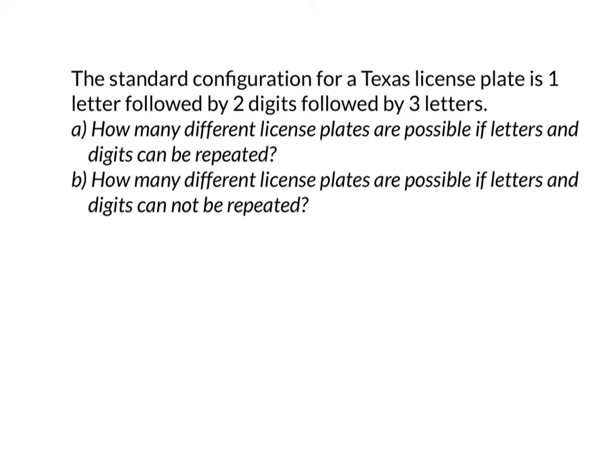All right, the standard configuration for a Texas license plate is 1 letter followed by 2 digits followed by 3 letters. So it goes like this: a letter, digit, digit, letter, letter, letter. That's how a Texas license plate looks. There are 26 letters in the alphabet. There are 10 digits because you have to count 0. So 0 through 9 is 10 digits, just like on your cell phone.